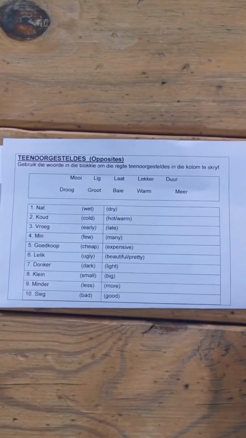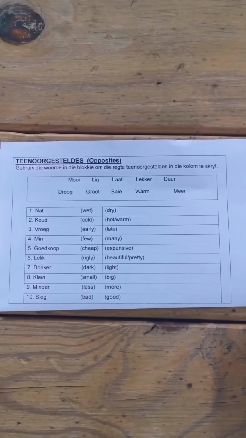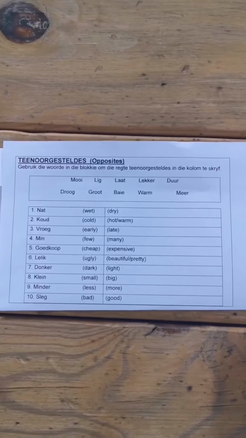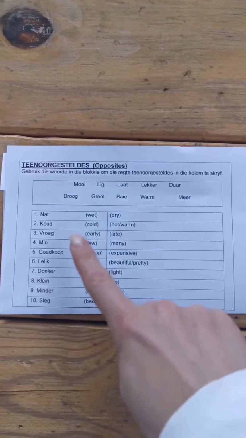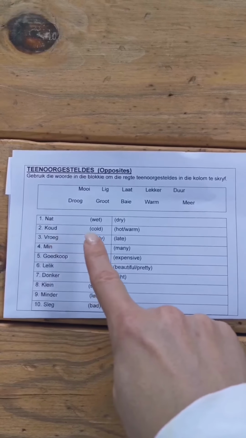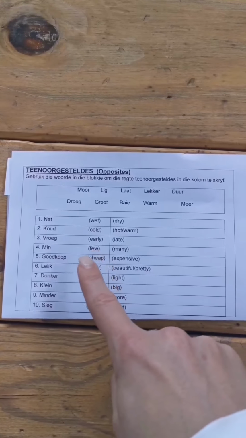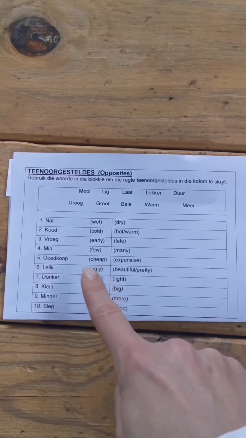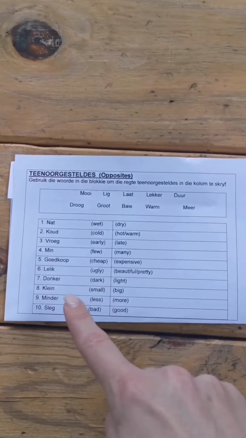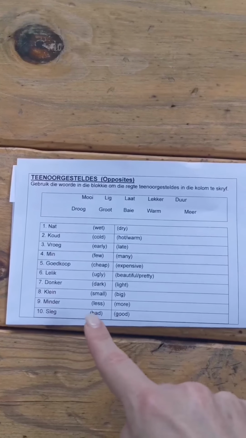So remember that you can use an English to Afrikaans dictionary if you have one, or you can also use Google Translate, or you can ask somebody who's good at Afrikaans that perhaps lives with you. So here I'm going to give you some of the Afrikaans words going down this way, and we have nat, which is wet, koud, which is cold, vroeg, which is early, min, which is few, goedkoop, which is cheap, lelik, which is ugly, donker is dark, klein is small, minder is less, and sleg is bad.